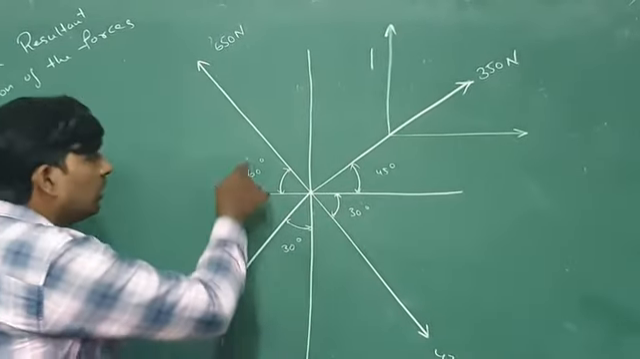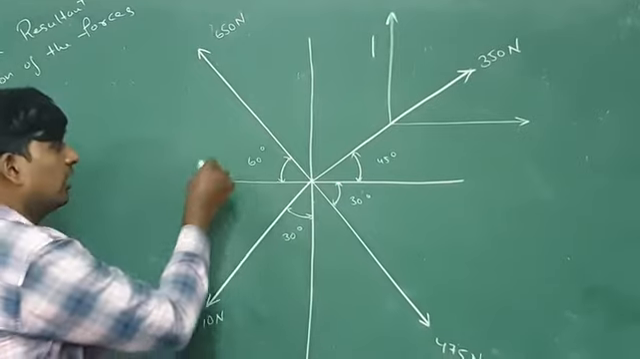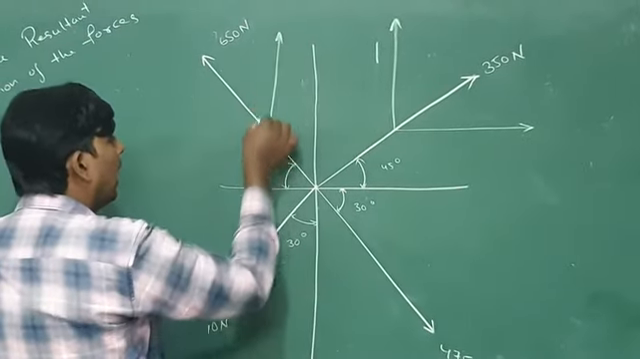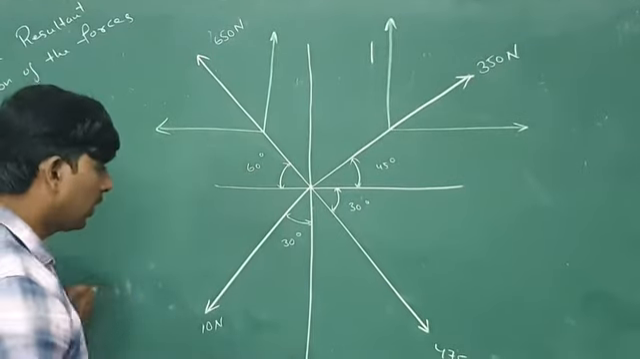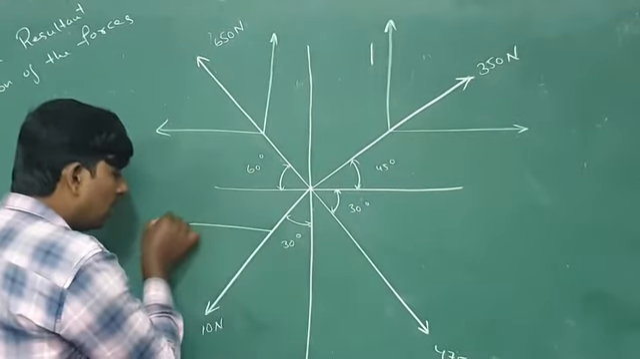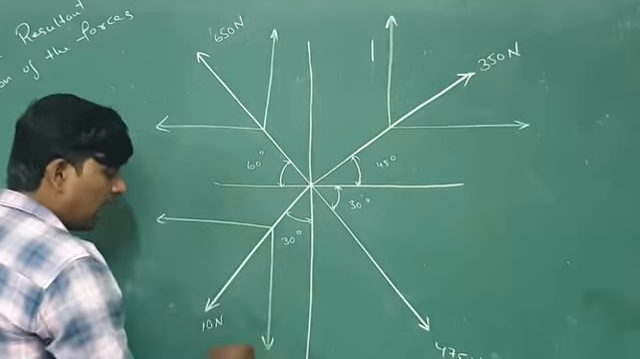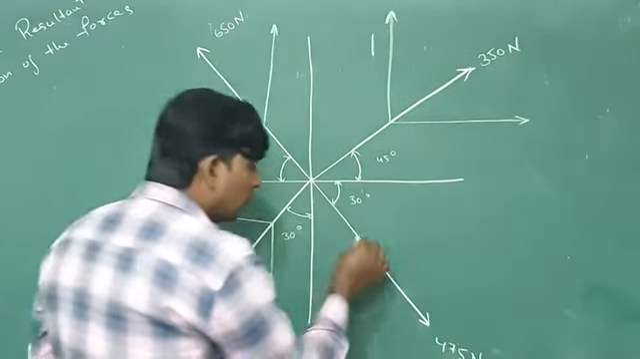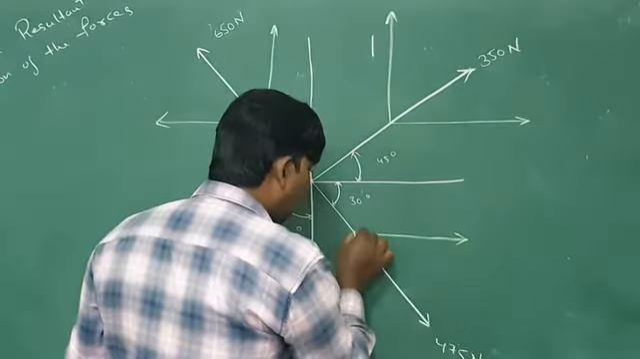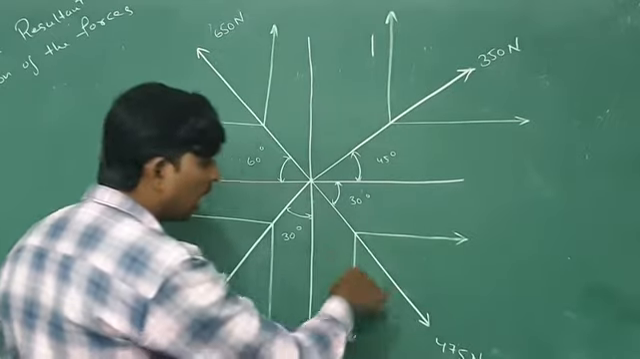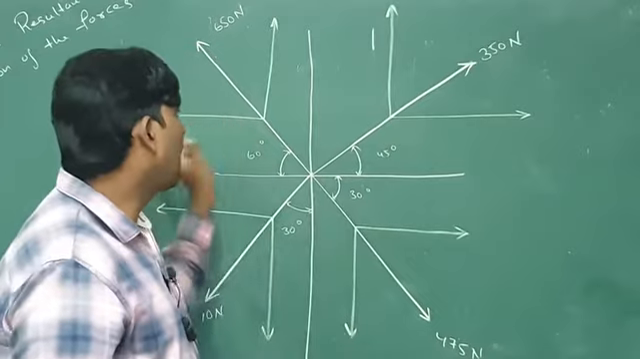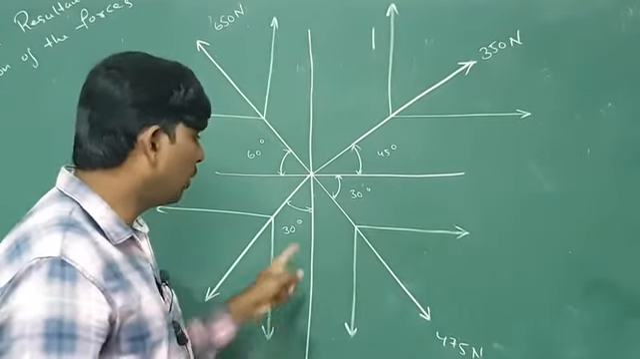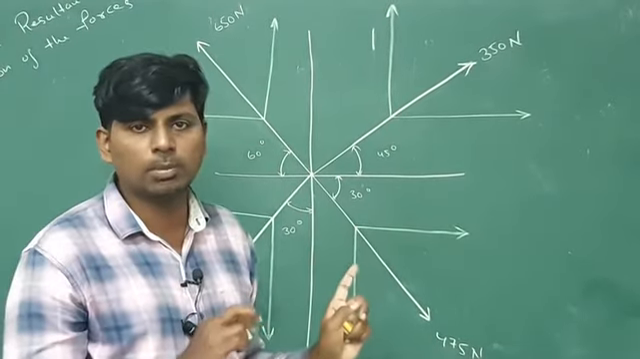Now, in which quadrant is the second force lying? Second quadrant. Second quadrant means upward and backward. The third force is lying in backward and downward. Then the fourth force is lying in forward and downward. You have to remember this: forward and upward, upward and backward, backward and downward, forward and downward.